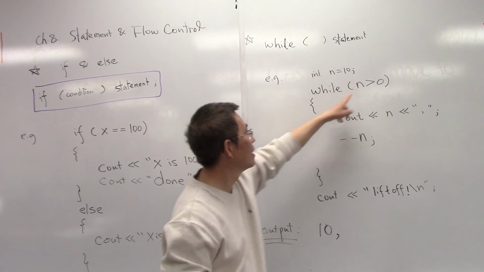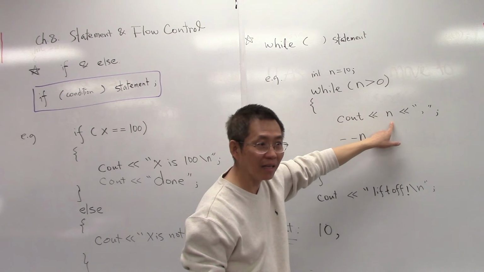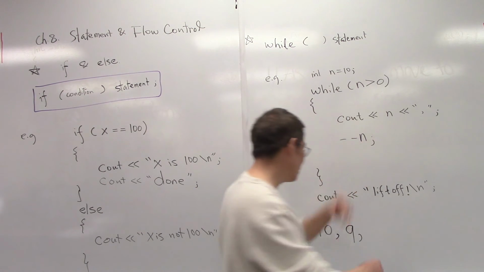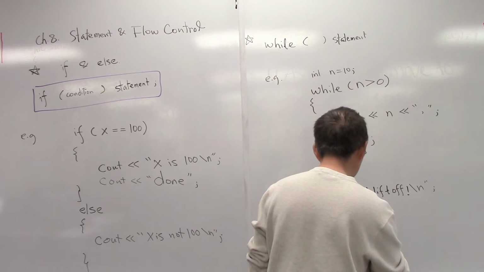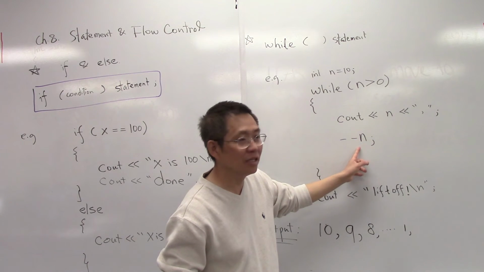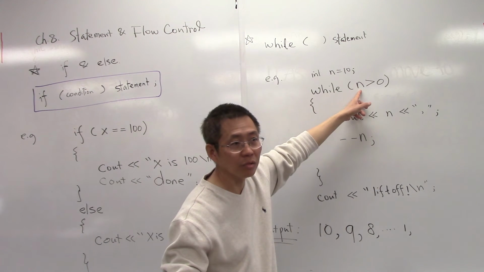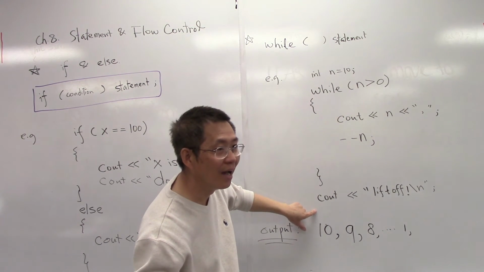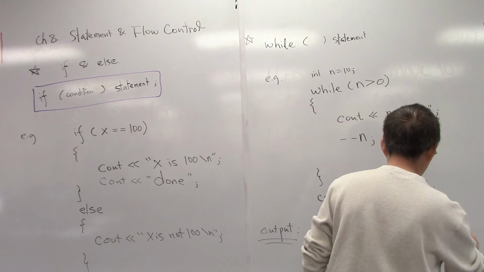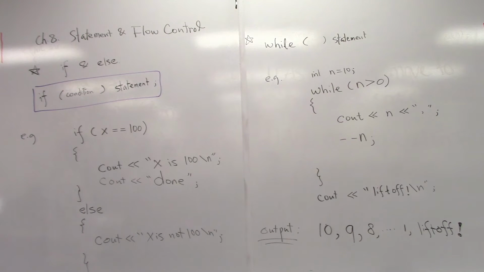So it becomes 9. 9 is still larger than 0, so it's true, so it gets executed again. You print out the value of n, this time it is 9, comma, and then it becomes 8. So you will keep doing that. So 10, 9, 8, up to 1. When it is 1, what happened? This becomes 0. So you go back here. It's no longer true. You will skip and go out here and print this out, and then lift off. So that's the output of that program block. Okay?